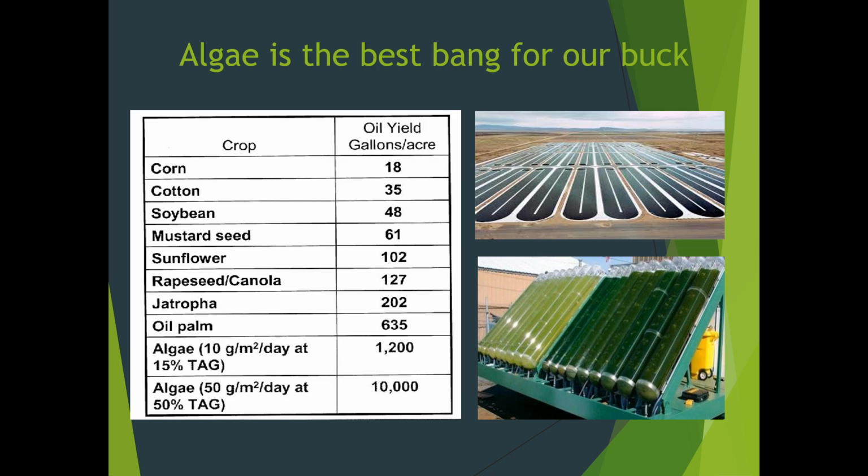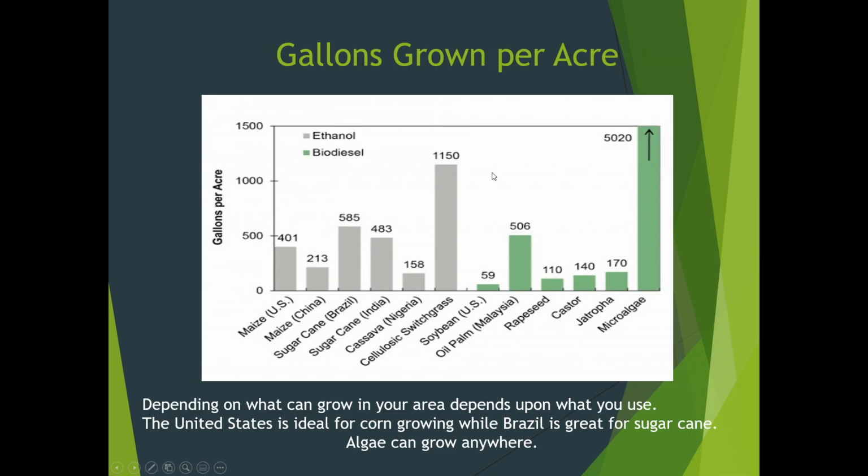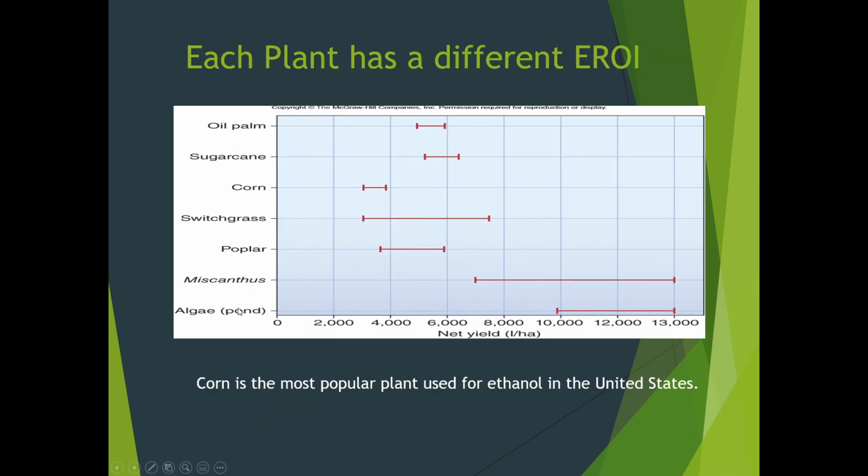All right. Here's just another comparison. If you look at the corn, cotton, soybean, mustard seed, sunflower, rapeseed, canola, I mean, there are so many different comparisons of whatever it is, and algae always comes out number one. And you can see here that it's at 1,200. And this is basically done in what's called the raceway. So this is like the pond that they're talking about right here.